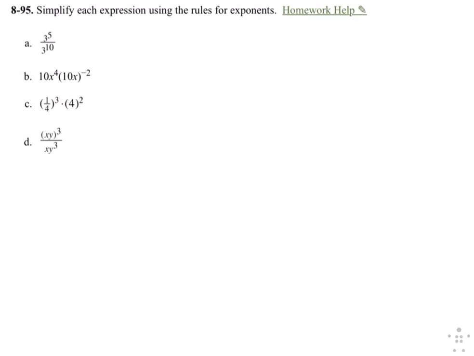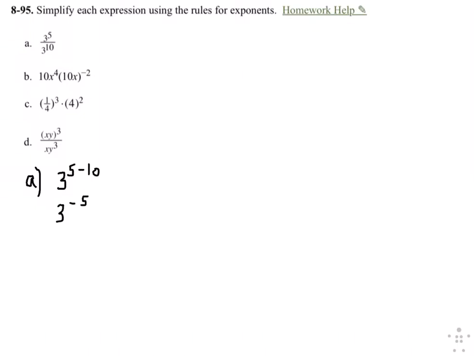Okay, now this question says simplify each expression using rules for exponents. I know the answer in the book. They're probably going to leave A in exponential form, but unless the question says leave the answer in exponential form, we really can't. So the rule for A is that when we have a power over a power with the same base, we subtract the exponents. So that would be 5 minus 10, which is 3 to the negative fifth, right?